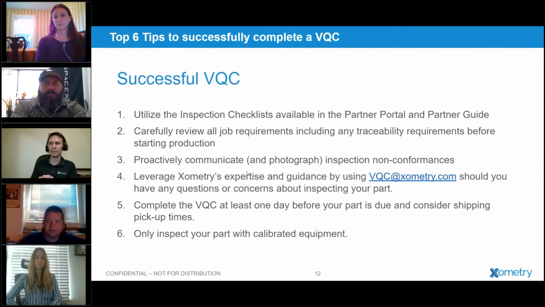We have some tips for a successful VQC. So our partner portal, utilize some of the stuff that we have there on the partner portal and guide. Utilize the inspection checklist available. That's really going to help you out, especially if there are other requirements for deliverables. Carefully take a look at those job requirements. So when you're reviewing a job before acceptance, you can see if there are requests for deliverables like COCs, material certs, and even dimension reports required.